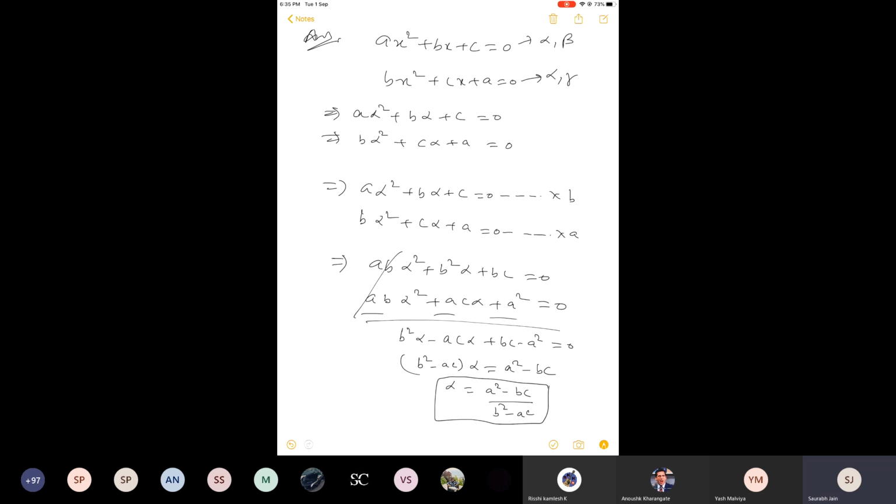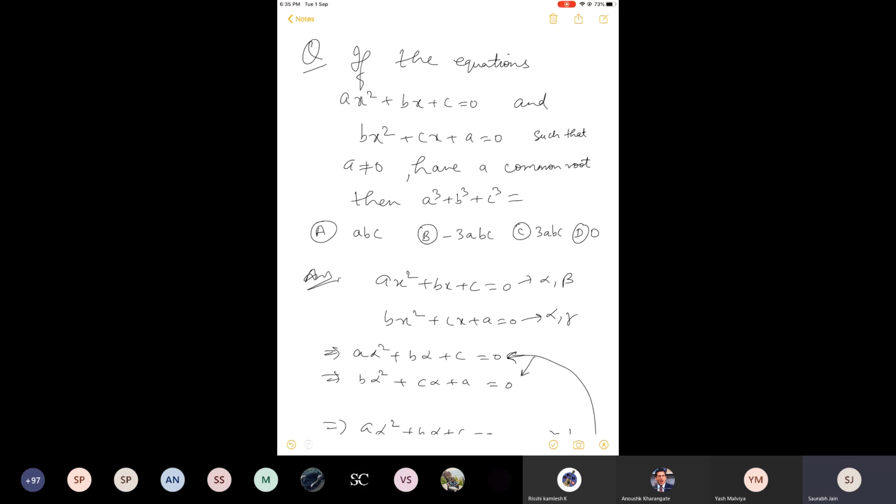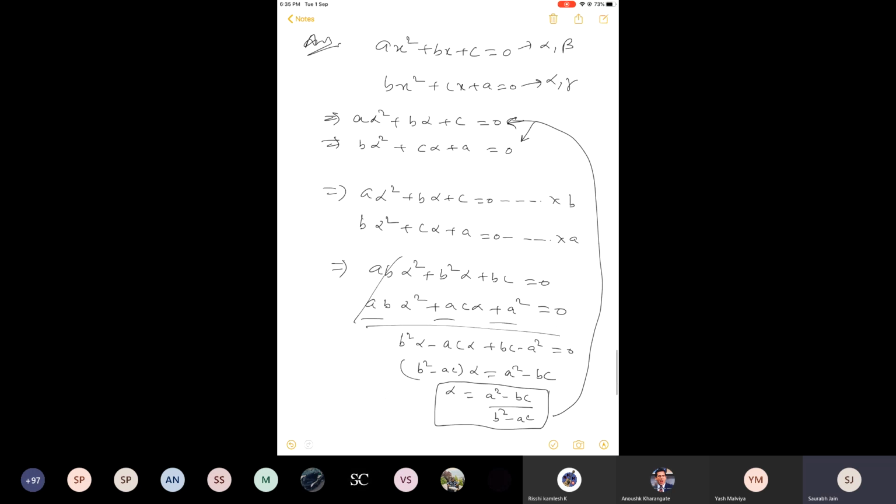So this is similar to the second last question. Why? Because what we will do with this value of alpha, we will put it in the second equation, or any one of the equations. Why? Because in the question we have to find a relation in a cube, b cube, c cube and abc. What is the question? A cube plus b cube plus c cube equals. What are the options? Options are coming in terms of a into b into c, or it can be 0. So overall alpha is not there. This is clear. Alpha is not there in the question.